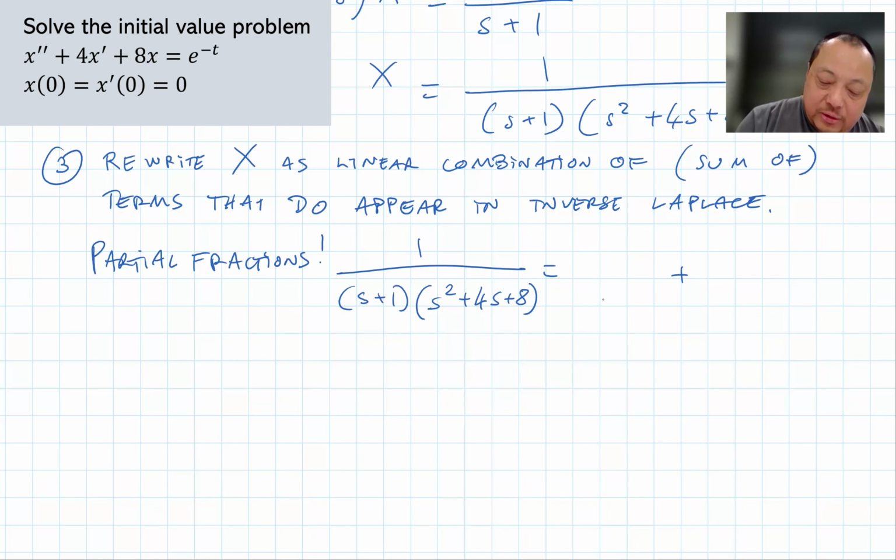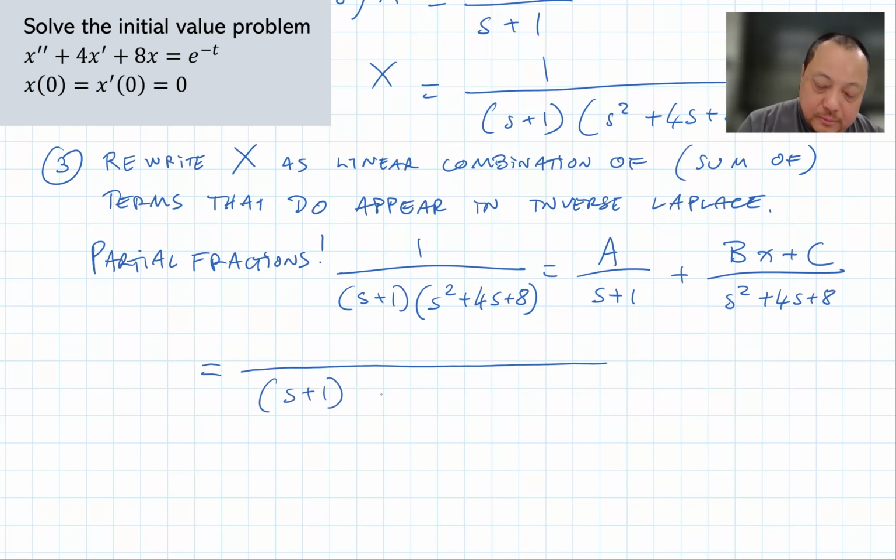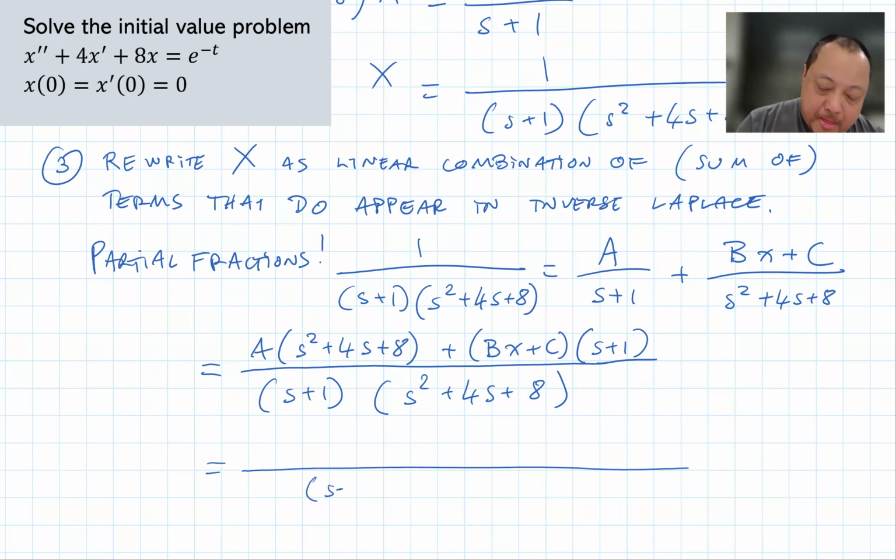Partial fractions separate out an s plus 1 and an s squared plus 4s plus 8. The numerator for the s plus 1 is a constant. The numerator for a quadratic that's not factorable is a linear expression, so it's some kind of bs plus c. Common denominator. And in the numerator, I have as squared plus all this.